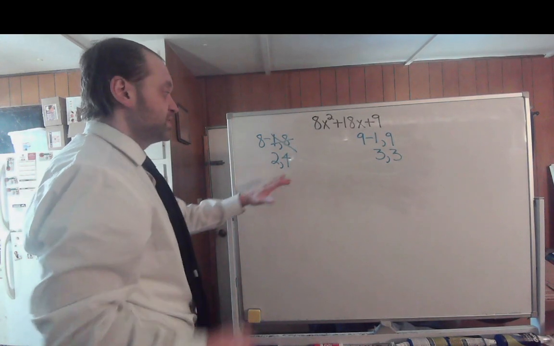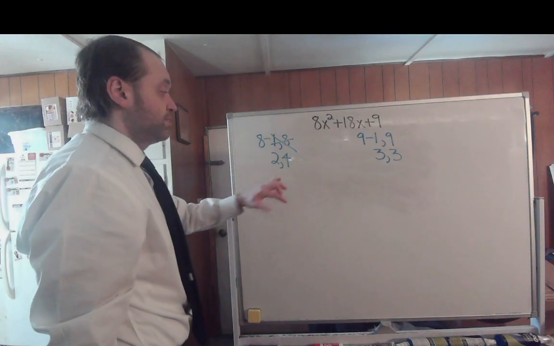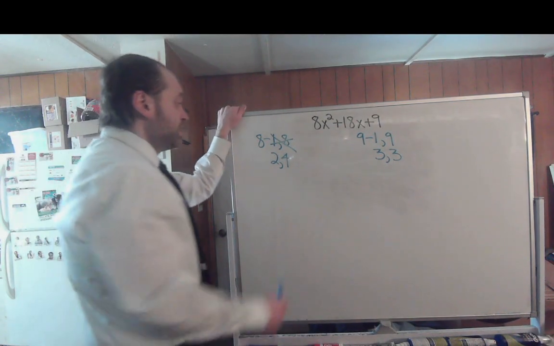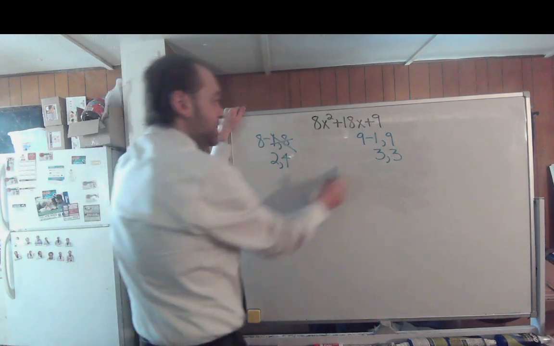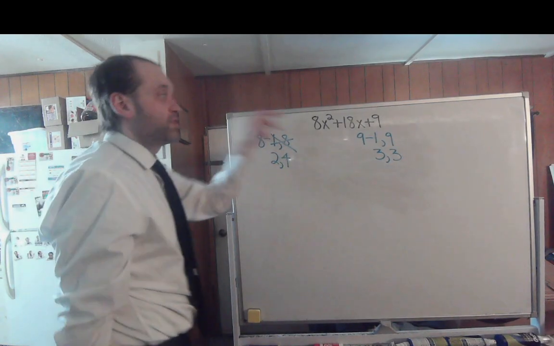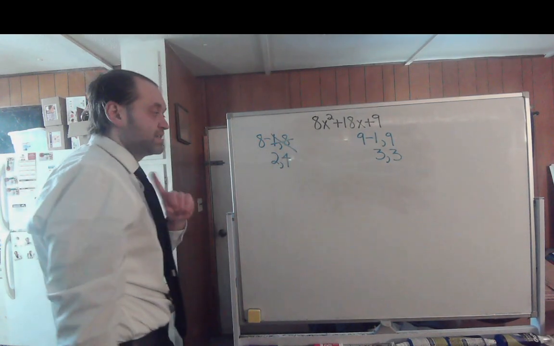All that's left are 2 and 4, I should say. Let's say I take 4 times 9, which is 36, plus 1 times 2, which would be 2. That would give me 38 for the middle coefficient. That doesn't work.